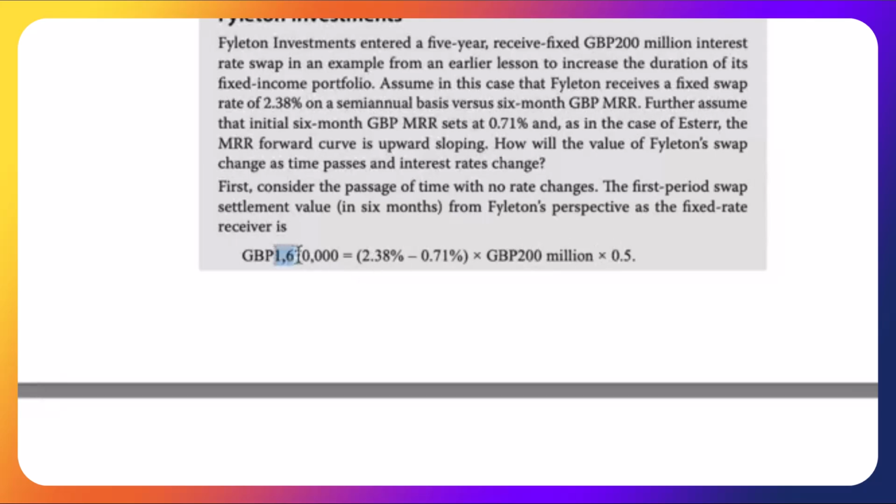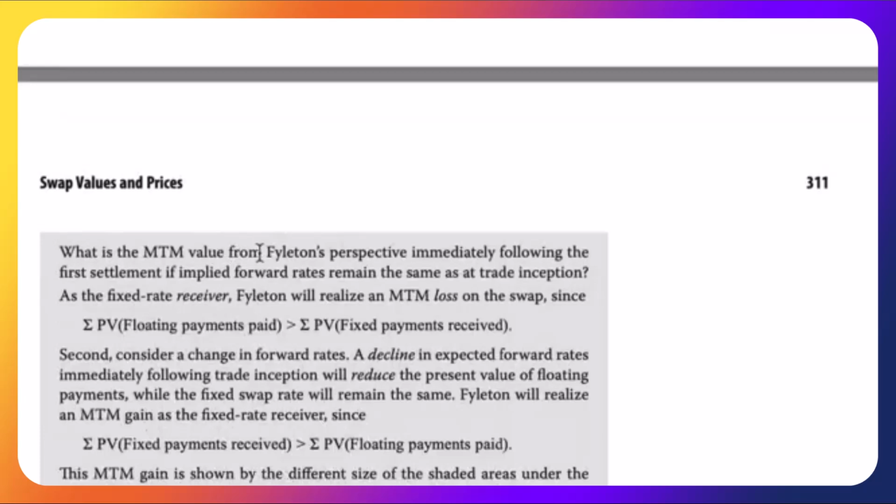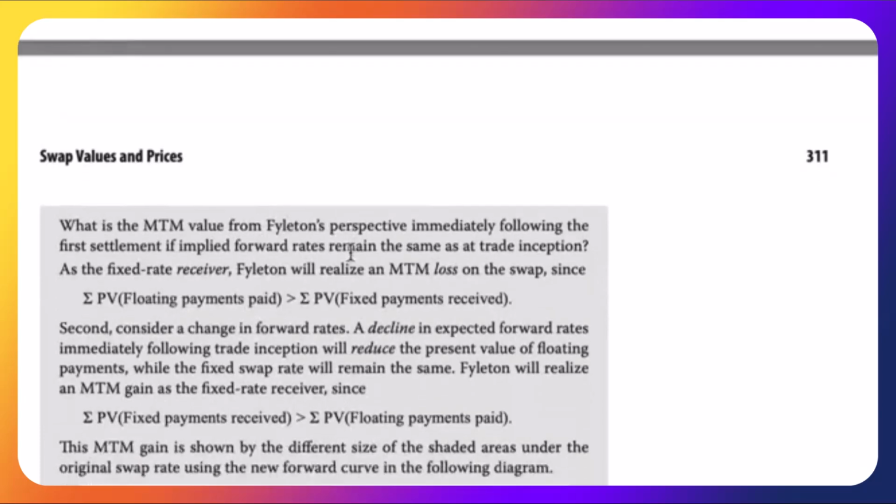We get 1,670,000, which we would receive. That's a net payment we would receive. Well, if we received, the swap must have negative value for us. What is the mark-to-market value from Peloton's perspective immediately following the first settlement if implied forward rates remain the same as at trade inception? Because we said, let's just consider the passage of time.